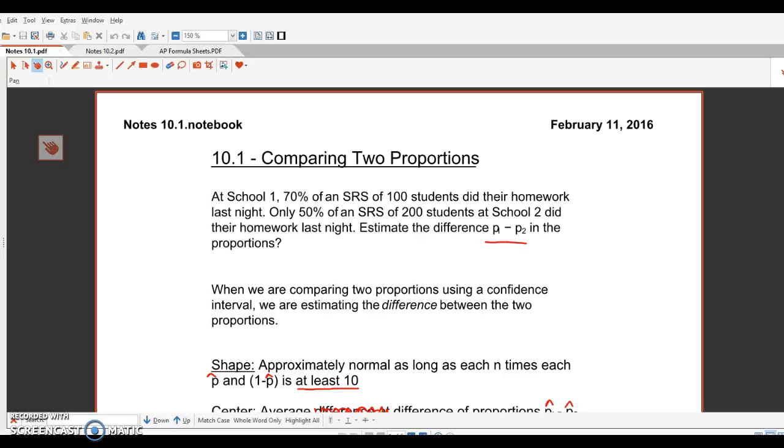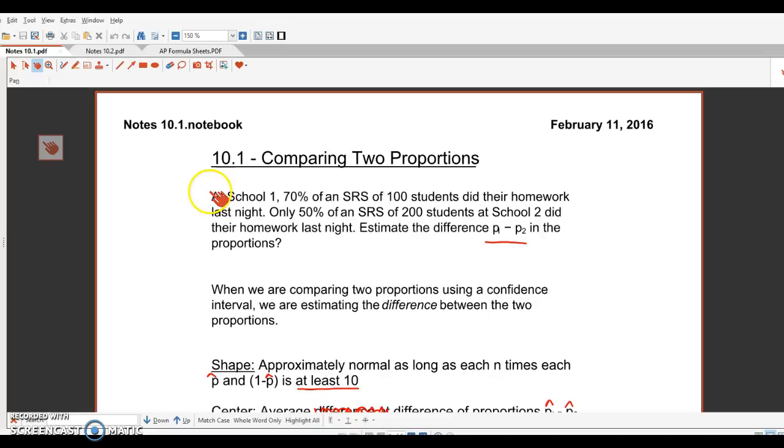Section 10.1 has to do with now comparing two proportions. This is where we are going to be doing a confidence interval for the difference in proportions of two different populations. So very similar to 8.2, except instead of looking at the interval for just one proportion, now I'm looking at the interval for the difference in two proportions for two different populations.